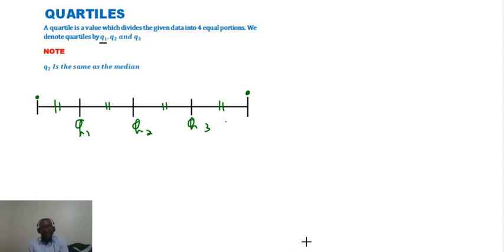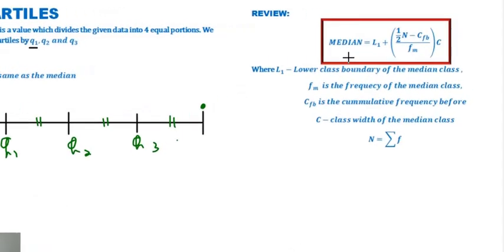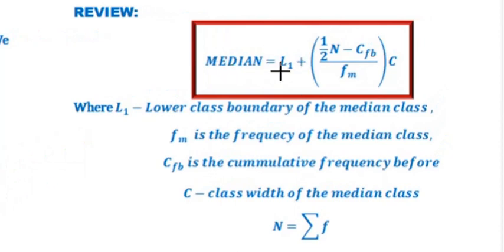We're going to start with a review. So here we go. We say median is given by this formula here. L1, the lower class boundary of the median class. Fm is the frequency of the median class. CFB, this here is the cumulative frequency before. And then this C is the class width of the median class. This smaller n is the summation of F. This is the formula which we use while finding the median.